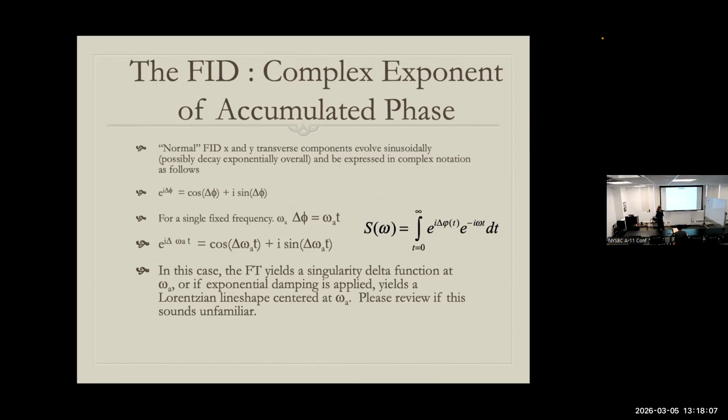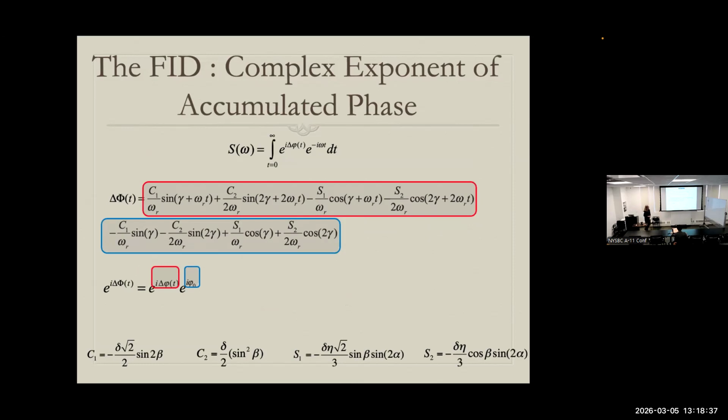Forget the delta, please. So in this case, the Fourier transform, we saw this. It yields a singularity like a delta function at omega A. Or if you put exponential damping in as a reasonable assumption, it will lead to a Lorentzian line shape. You saw this before, and please review that if it looks unfamiliar. So I'm going to follow that as a roadmap, and do the same thing, except it's not omega A t. It's the thing we calculated. So here's the accumulated phase, it's all of that.